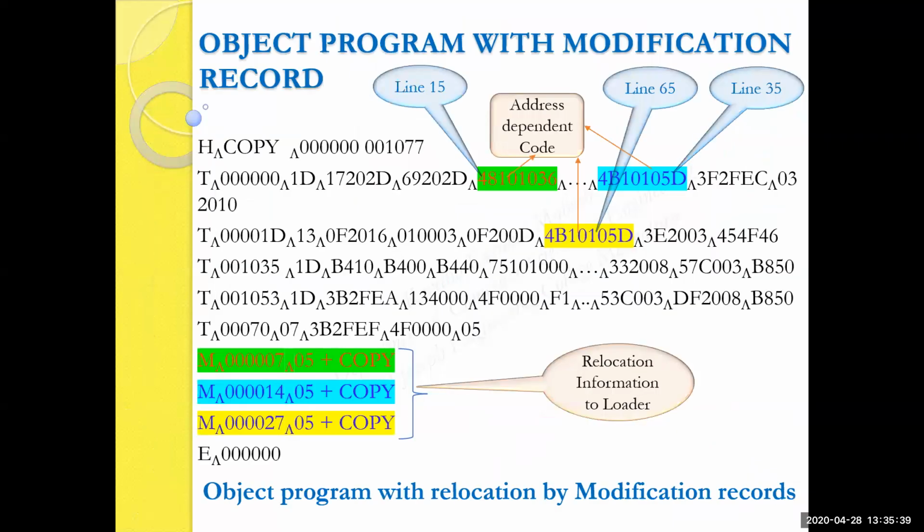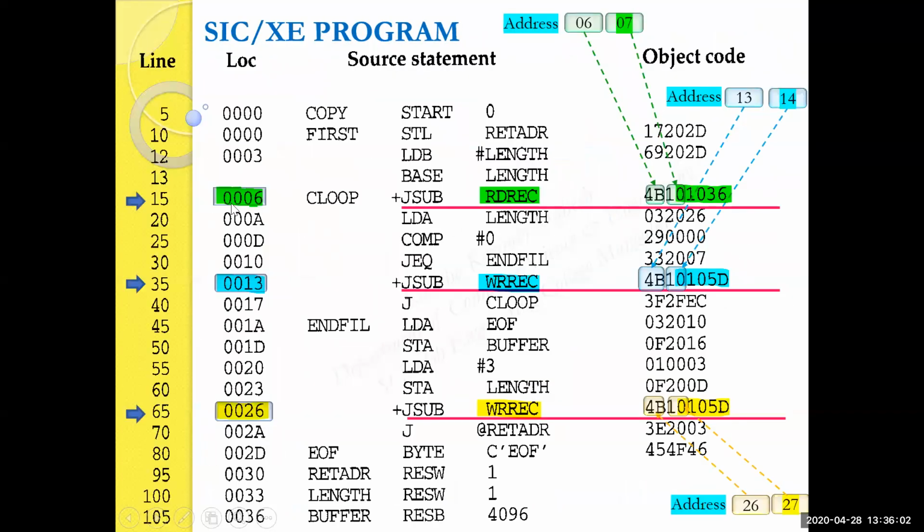So we will look into the object program now. This is the object program generated for the program copy. As you see, it has a header record with the name, starting address, and length. And we have a series of text records wherein the object codes are placed. And I have identified those instructions which require modification, highlighted in green, blue, and yellow, corresponding to the instructions on line number 15, 35, and 65.